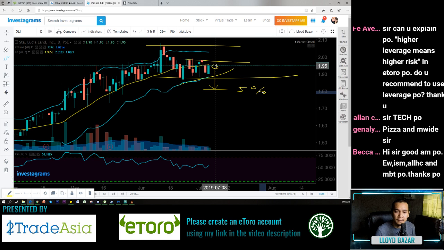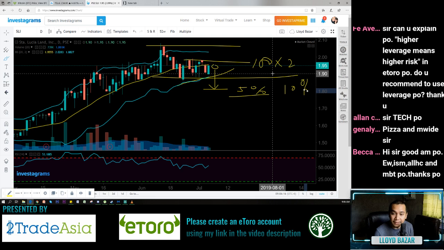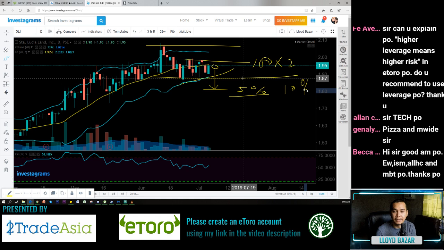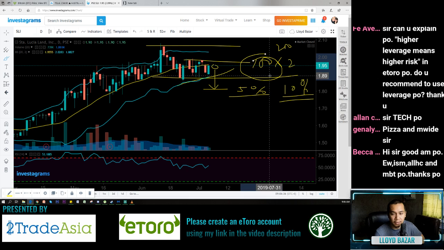For example, you have $100 here and then times 2 leverage, that means the 5% drop will become a 10% drop of your money. Because you multiplied your exposure by 2. It increases your risk, really, because of the leverage. Of course, your exposure now is $200 because of the times 2 leverage. The 5% that was your first risk becomes double, becoming 10%. So 10% of your 100 is gonna be gone right away at this level if ever you use times 2 leverage.